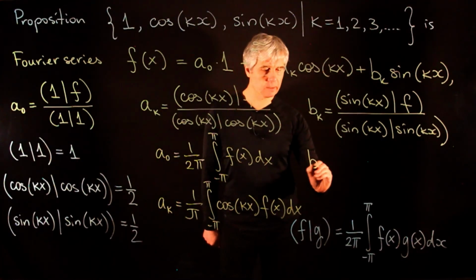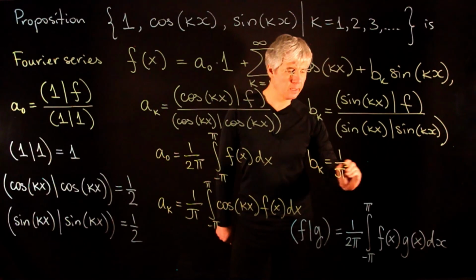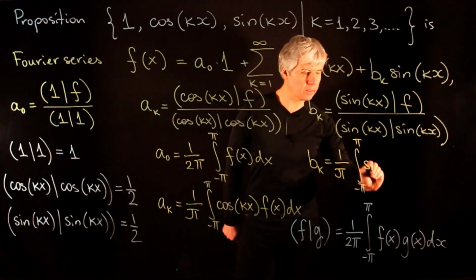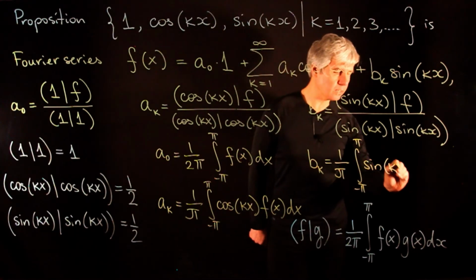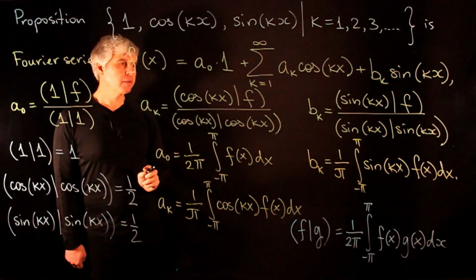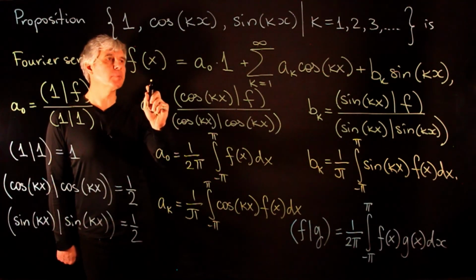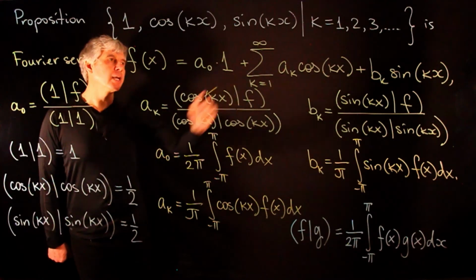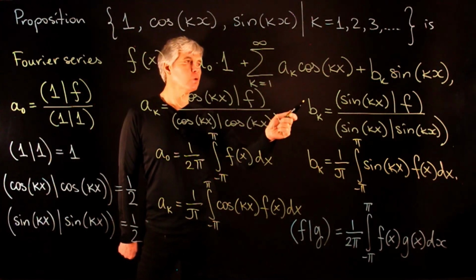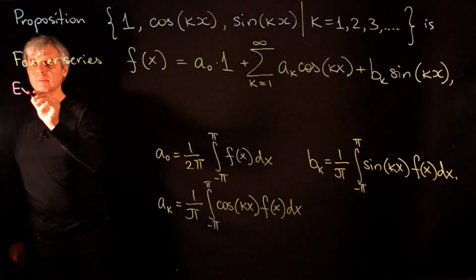And likewise, bk coefficients are equal to 1 over pi integral from minus pi to pi sine of kx times f of x dx. This gives us an expansion of a 2 pi periodic piecewise smooth function in a Fourier series, and the Fourier series will be convergent for every x. Let us consider an example.